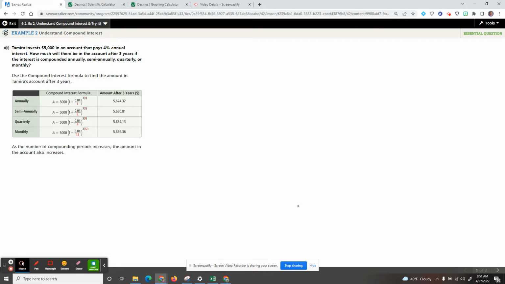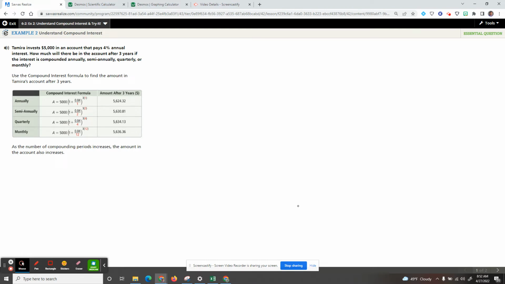So when it compounds annually, you take the percentage divided by 1, which really means it's like it was in the last lesson. And then you multiply the exponent by 1. So really nothing is different. It's just the b value is the b value, and then the exponent is the amount of years.